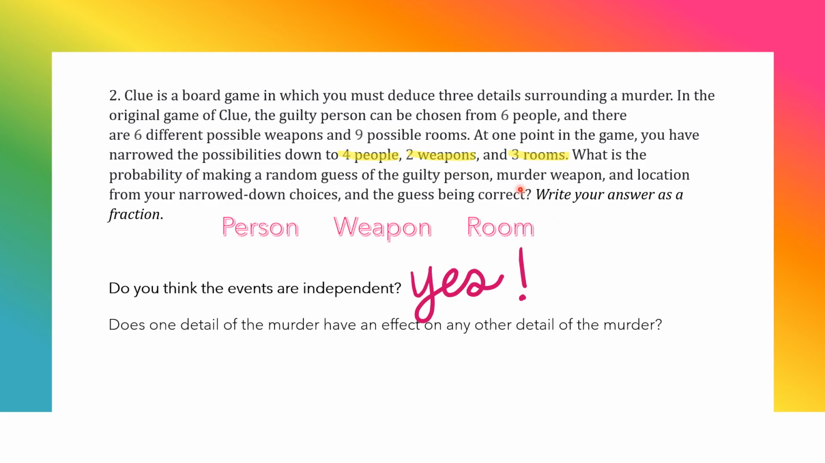The only way that I was thinking that these could be dependent is if you had some kind of extra knowledge, that maybe Professor Plum never uses the gun. But we don't have any kind of extra information like that, so there's no way that one choice that we made for our person could have any effect on the choice that we make for our weapon and for our room.